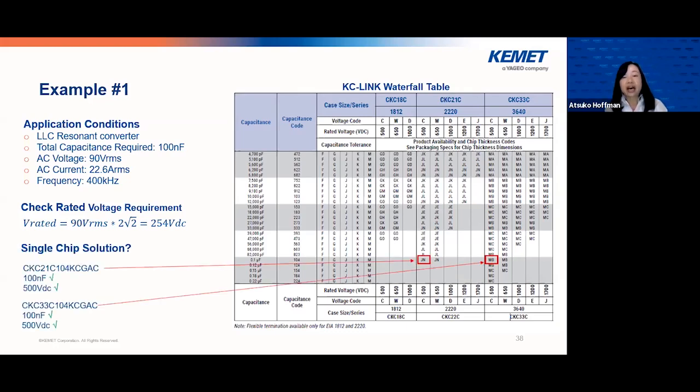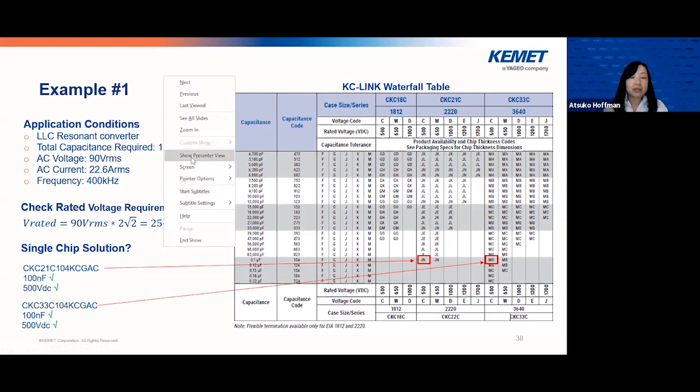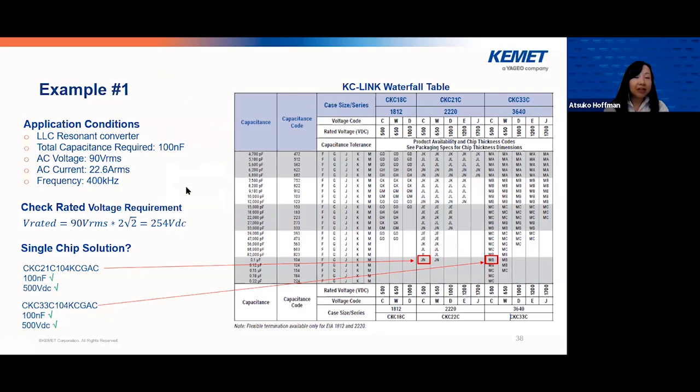So if you take a look at our KC-Link data sheet waterfall table, you see two possibilities. Let's see, I'm trying to get laser pointer right here. Okay. So we have two solutions. Both are 100 nanofarad and a 500 volt rated DC voltage right here. So we are okay with capacitance target and the rated voltage target. But what about ripple current capability?